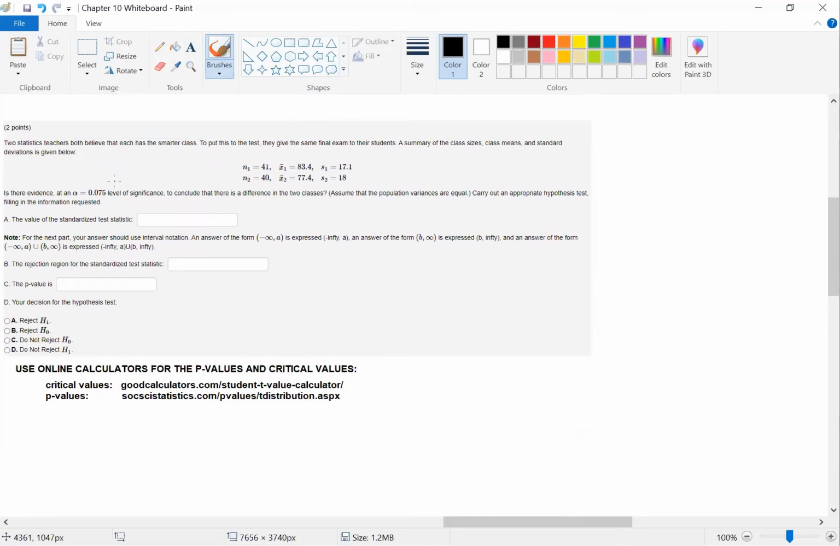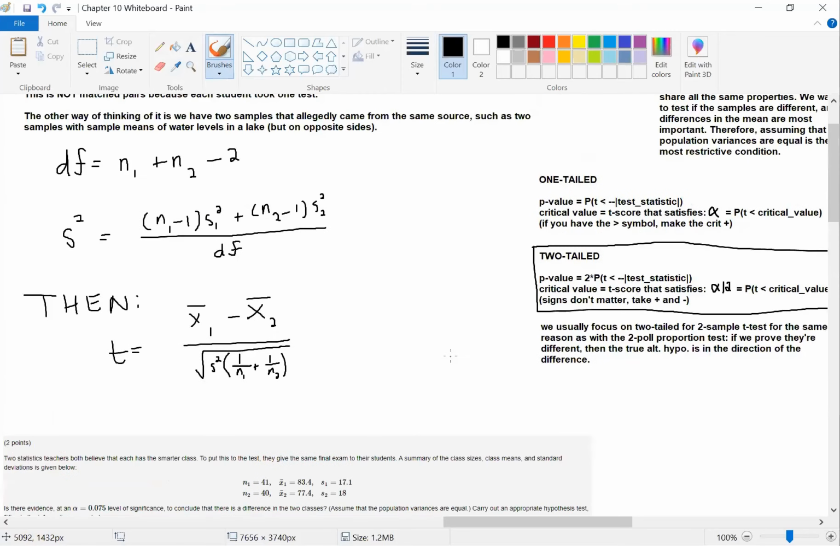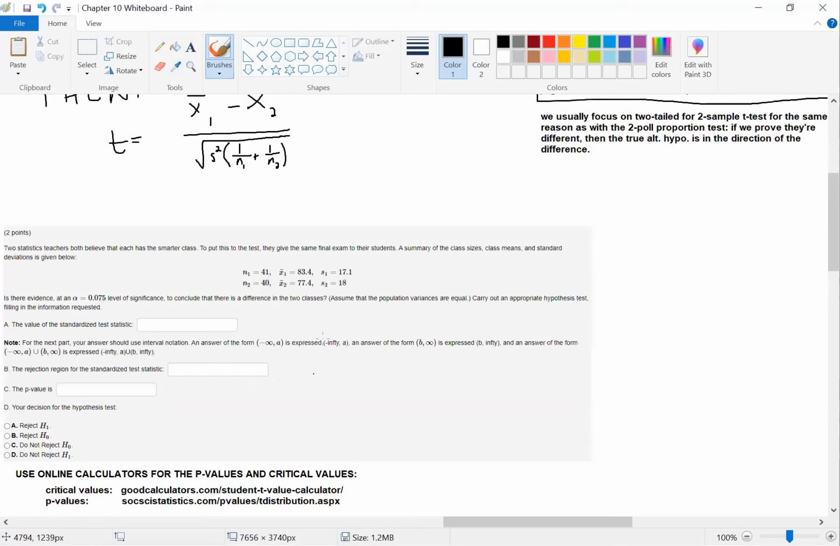Now you'll notice this value of alpha is not in your T table. I'm going to give you a website that you can use to deal with values of alpha besides the standard ones. We'll get to that in a moment. First of all, we need our degrees of freedom and our S squared. So our degrees of freedom is equal to 41 plus 40 minus 2, which is 79.